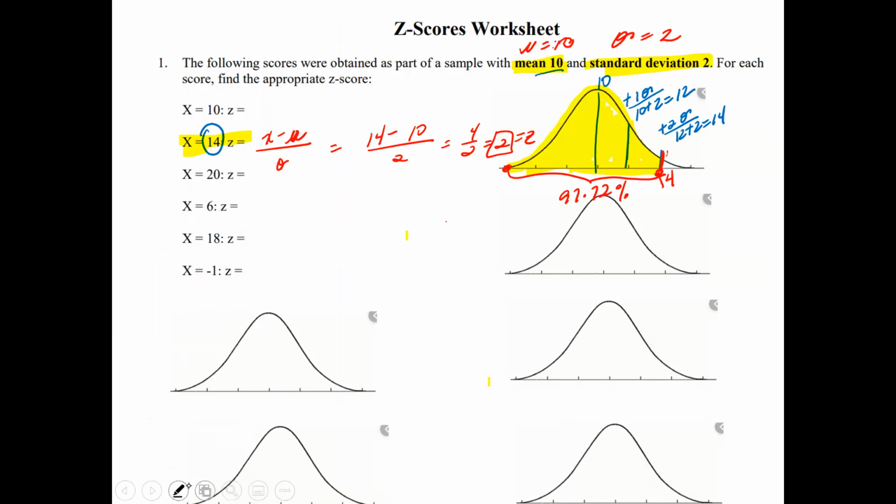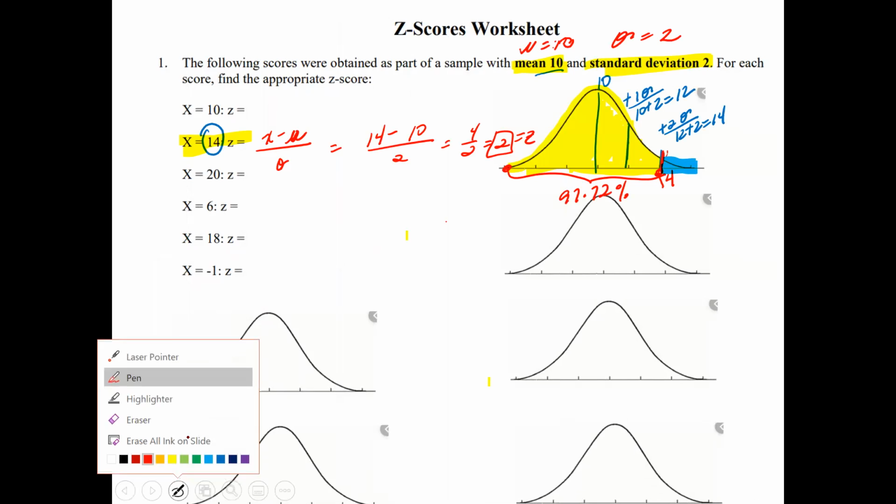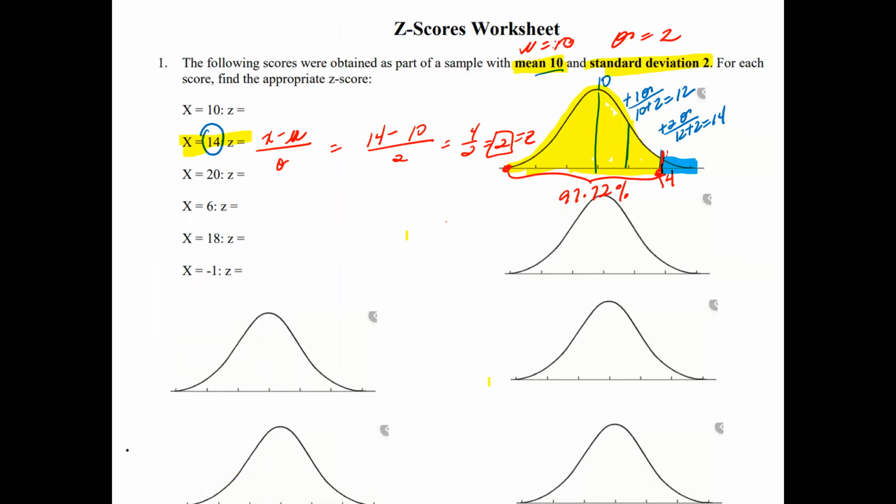Now, on the other hand, if you want to find just the right side of this, which is this piece right here, that blue section, then you would just take 100 minus 97.72, which will give you 2.28%. And that's going to represent the blue area right there, okay? So that's what you did last time.